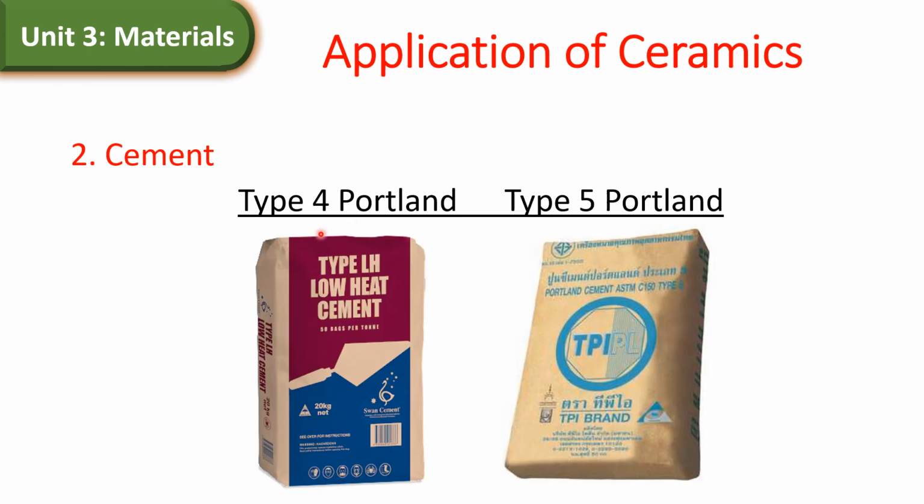Next, we have your type 4 Portland cement, also known as your low heat Portland cement, which is very good if you're going to make the walls of your dams. A dam is used to hold a large amount of water, so this type of cement is best to hold that large amount of water. And then finally, we have your type 5 Portland cement, also known as your high sulfate resistant cement, which is very good if you're building a structure in marine conditions such as the sea or the ocean.